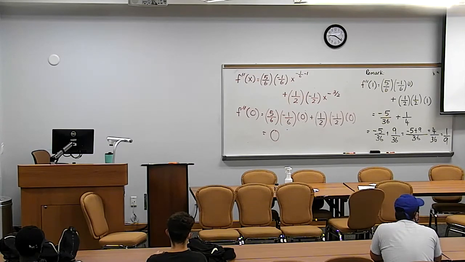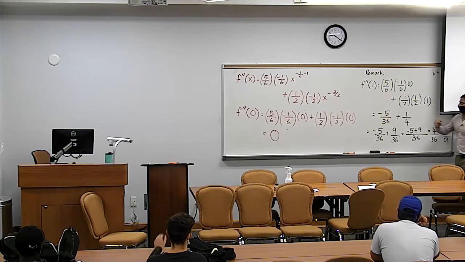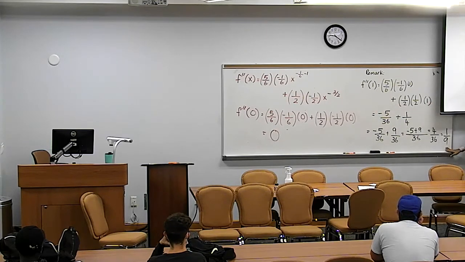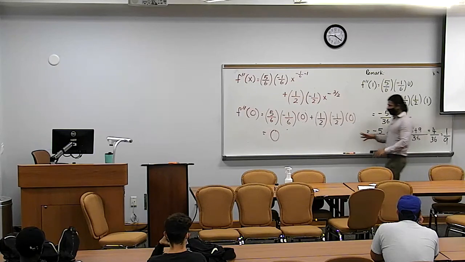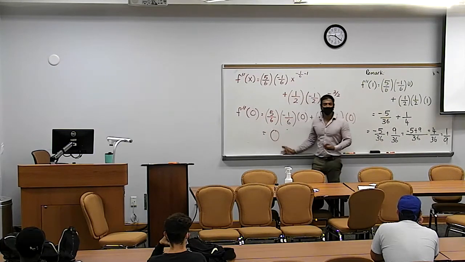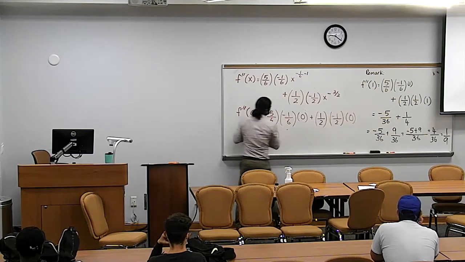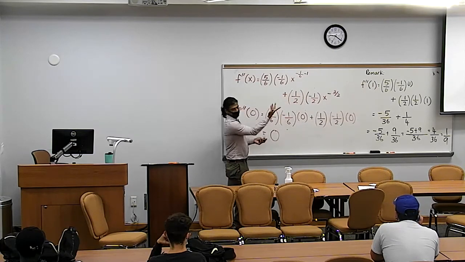So, if you plug in 1, we get a non-zero number, right? In this problem, plugging in 0 gives us 0. Had it been a different problem, when you plug in 0, you may get a non-zero number like we got for f double prime of 1.